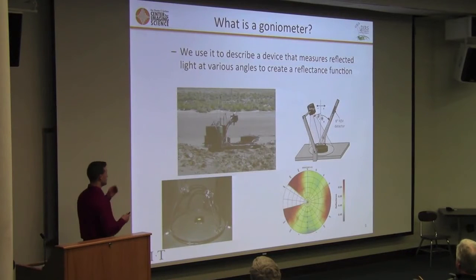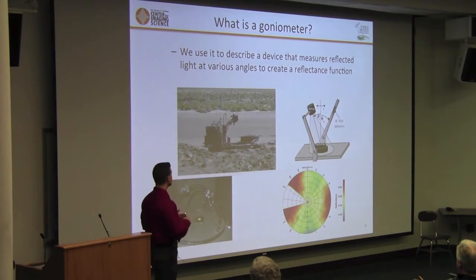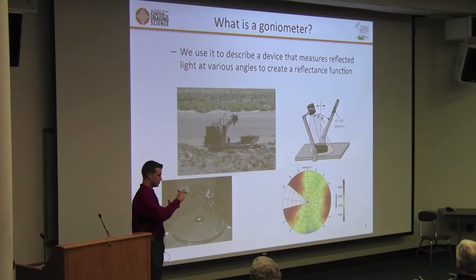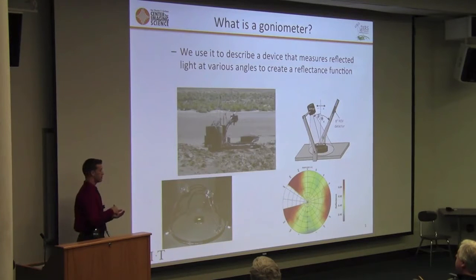So what is a goniometer? Well, it's a term that we use to describe a device that measures reflected light at various angles with the goal of creating a reflectance function. So essentially what we're trying to do is measure the reflected light at every point over a hemisphere over the top of a certain target. So there's various ways of doing that.